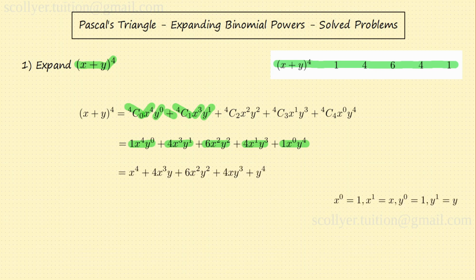And we know from the rules of powers that x to the 0 equals 1, y to the 0 equals 1, and we usually write x to the 1 as x and y to the 1 as y. Then the expression in the previous line reduces to x to the 4 plus 4x cubed y plus 6x squared y squared plus 4xy cubed plus y to the 4.